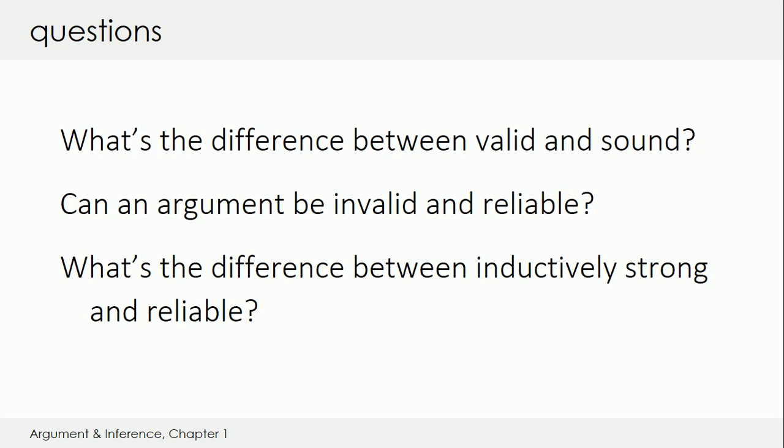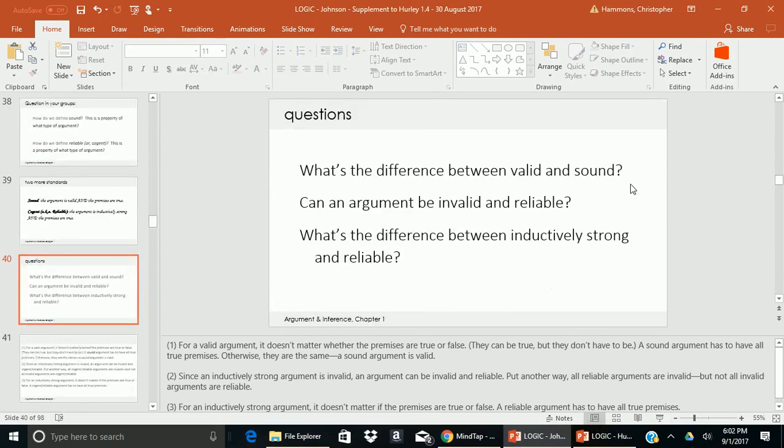All right. So quick quiz here. What's the difference between validity and soundness? Validity has to do with structure. Soundness has to do with the truth of the premises in deductive arguments. Can an argument be invalid and cogent?